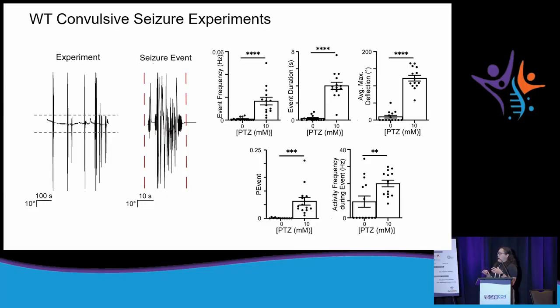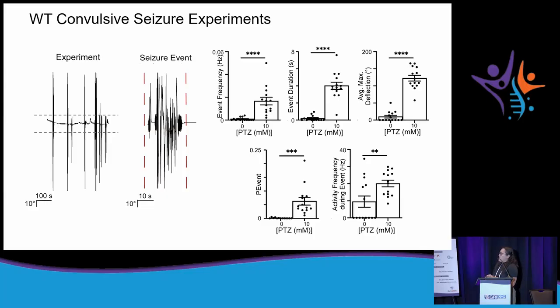And you can see when I then treat the animals with 10 millimolar PTZ, which is my fairly standard concentration, I see an increase in all of these parameters that I'm able to extract from the data. So we see an increase in the event frequency of the seizures. We see an increase in the duration of the individual seizure events.